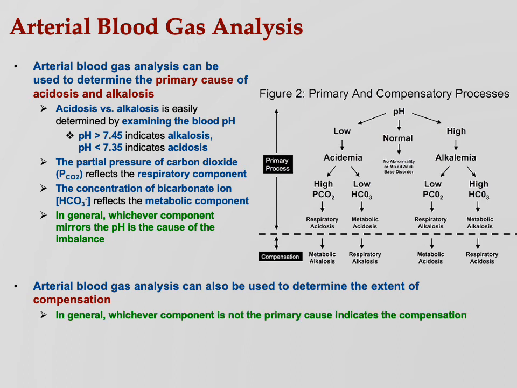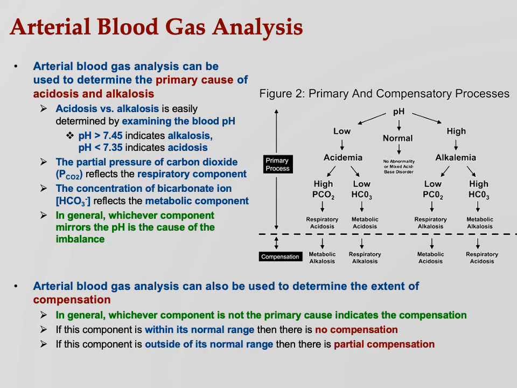So, in general, whichever component is not the primary cause indicates the compensation. If that component is within normal range, we say that it is uncompensated, that there is no compensation. If it's outside of its normal range, then we call it partial compensation. Up to the point where we completely fix the problem, then we call it full compensation. And we're going to see how to determine not only who the cause is and whether or not the other system is fixing it, we're going to be able to figure out the degree to which they're fixing it. We'll be able to tell whether there's no compensation, partial or full.